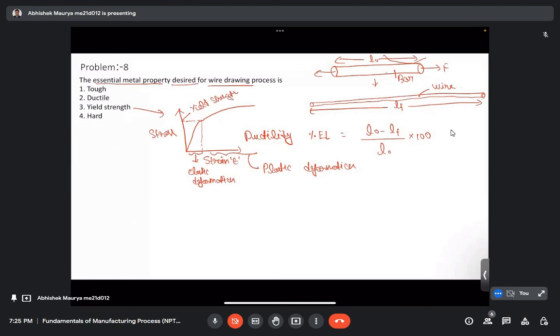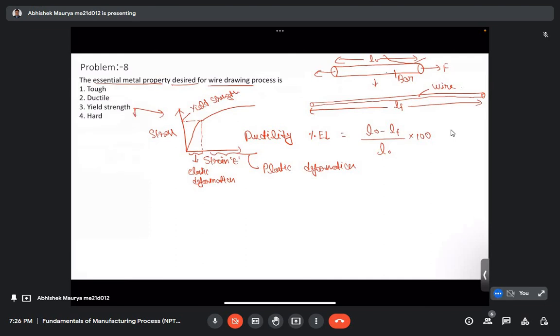So if the yield strength of the material is very high, then again the wire drawing process will be difficult. We have to apply a large amount of force to deform the bar into the wire shape. So the yield strength we want should be low.